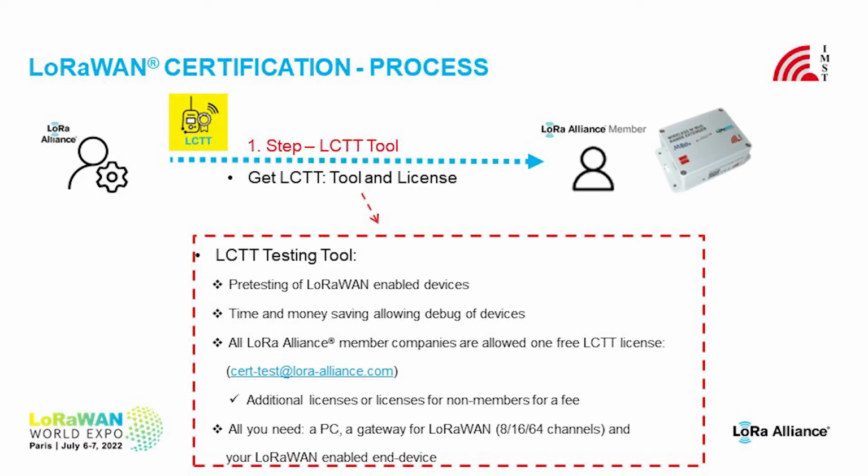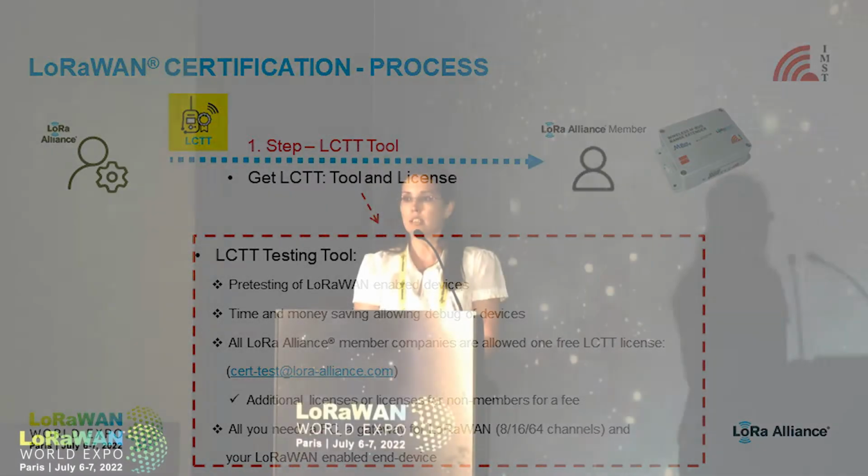If you are thinking about getting your product LoRaWAN certified, you have to follow a really easy process, and in a few steps you will be able to get it. The first step is an optional one, of course, but it's a really helpful and important one. It's just to contact the LoRa Alliance to get the LCTT, the LoRaWAN Certification Testing Tool. This tool is available for all members. It's free, with one license for free for all members, and additional licenses are available for an additional fee.